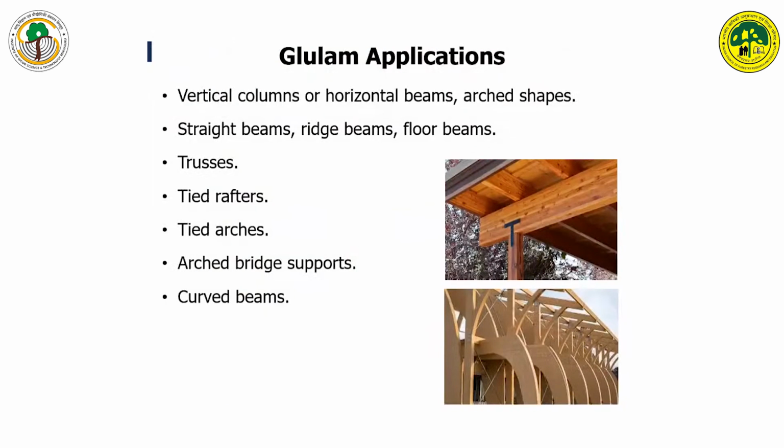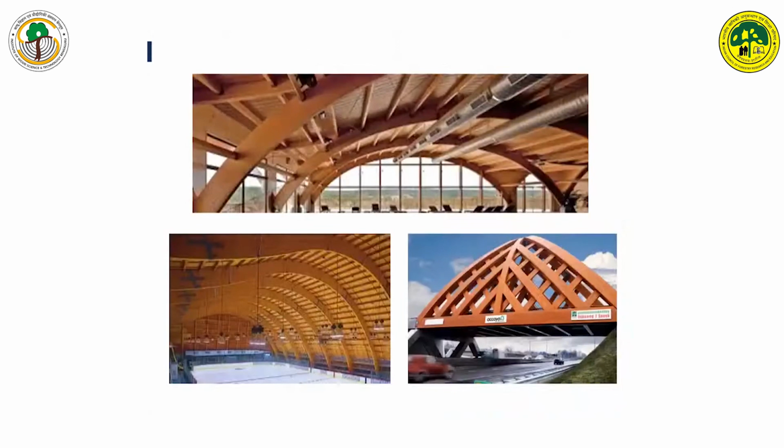And Glulam has a lot of applications in buildings. Particularly, you can see here these products, vertical columns and horizontal beams, can be produced from Glulam. They can even be curved into different shapes. And then straight beams, ridge beams, floor beams, trusses, tied rafters, tied arches, hard bridge supports, curved beams. There are different load-bearing applications of the Glulam. And these are building applications of the Glulam. They are even being used for making bridges.